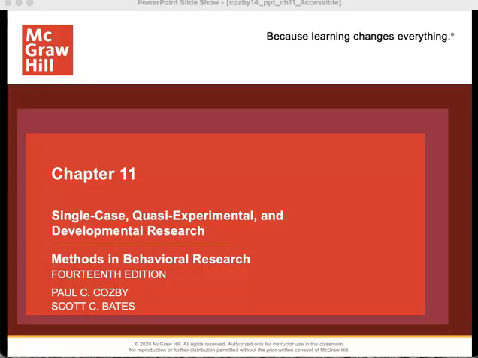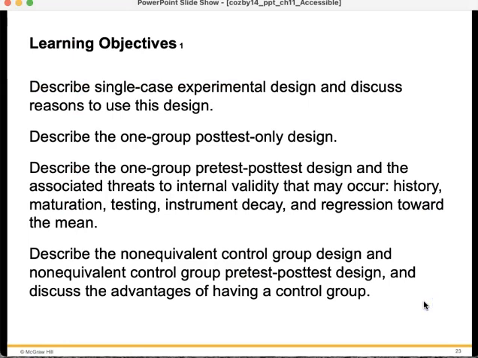So we move on to chapter 11, which is single case, quasi-experimental, and understanding developmental research. The learning objectives of this chapter are to describe single case experimental design and discuss reasons to use this design, to describe the one group post-test only design, to describe the one group pre-test, post-test design and the associated threats to internal validity that may occur. So history, maturation, testing, instrument decay, and regression towards the mean.